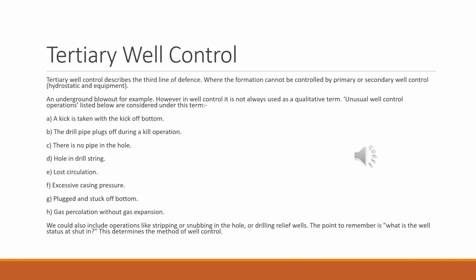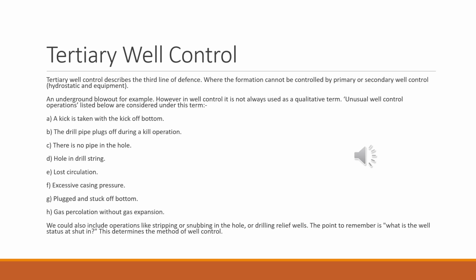Tertiary well control. Tertiary well control describes the third line of defense, where the formation cannot be controlled by primary or secondary well control, hydrostatic and equipment. An underground blowout, for example. However, in well control it is not always used as a qualitative term. Unusual well control operations listed below are considered under this term.